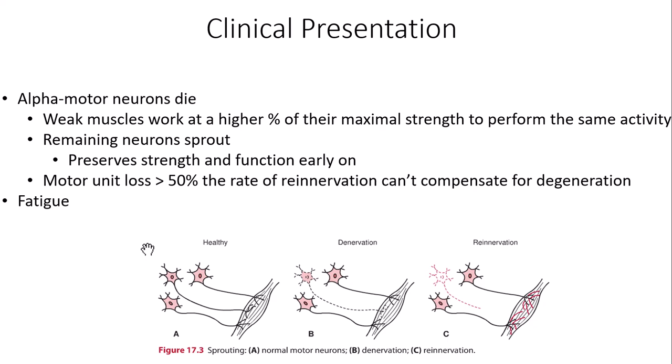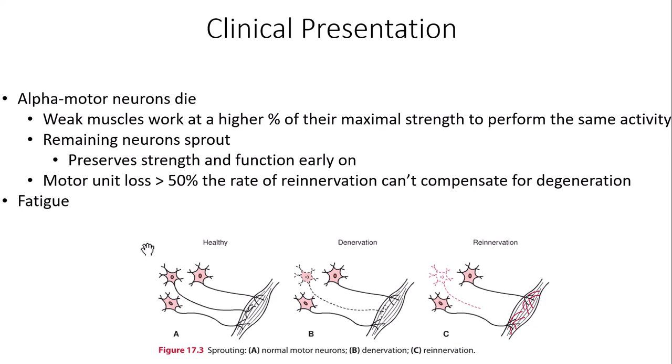And then what happens is the adjacent motor neurons actually start to sprout their axons and start to reinnervate that muscle. This actually helps preserve the strength and patient function early on, but as I said, it results in patient fatigue. But what happens is over time, if the motor unit loss is greater than 50% the rate of reinnervation, then the patient can't compensate for the degeneration of the neurons, and they're going to present with even more fatigue and more strength loss.